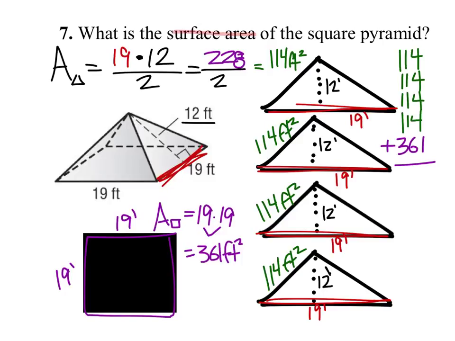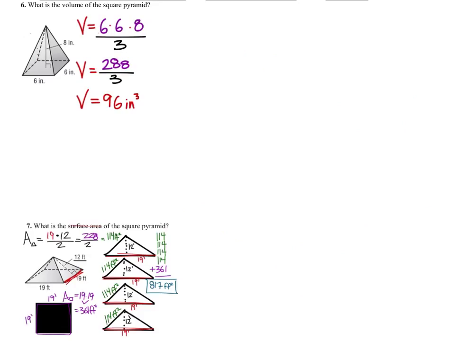Because some of you did 4 times 114, and that's okay, as long as we remember we have 5 faces. But let's go ahead and add these together. And I got 817 square feet as the surface area of this square pyramid. Alright, and there's 6 again, so if you needed, you can check your work and your answers.